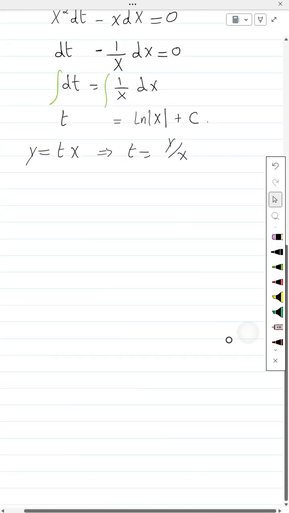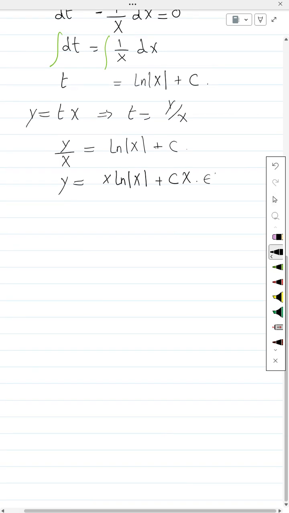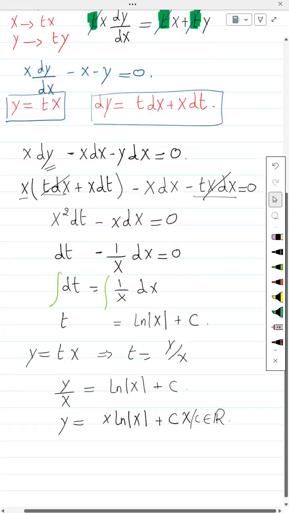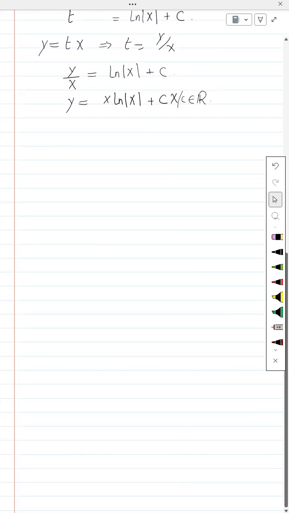So right here we will get y over x is equal to ln the absolute value of x plus c. By multiplying by x, we will get x ln the absolute value of x plus cx. This is our solution, and c belongs to R. This is our solution for this example. I hope that everything is clear, since they are easy. Yeah, they are easy. Let's see another example.